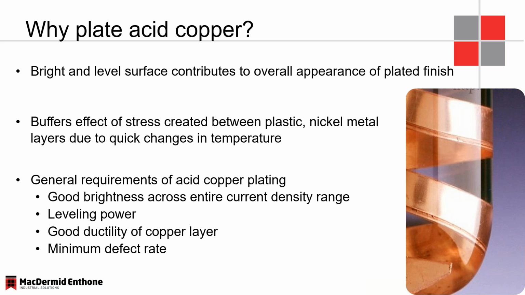When we think about what we want our acid copper process to be able to do, some general requirements here. It needs to be bright across the entire current density range. So obviously in the highs, but with more complex geometries that are out there now, we might need it to get into the lows pretty well also. We need it to level across that entire part. Again, we need that ductility to prevent any issues with stress or cracking. And obviously we want to have our defects and rejects at a minimum.